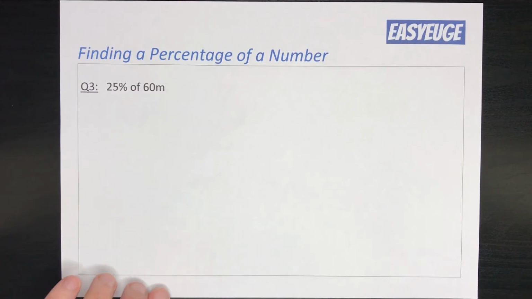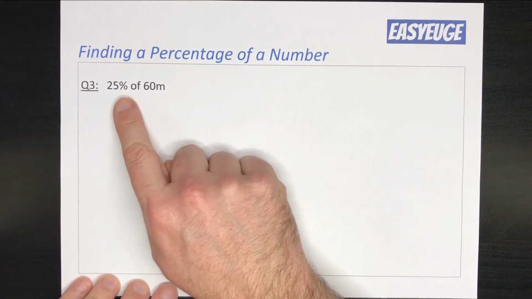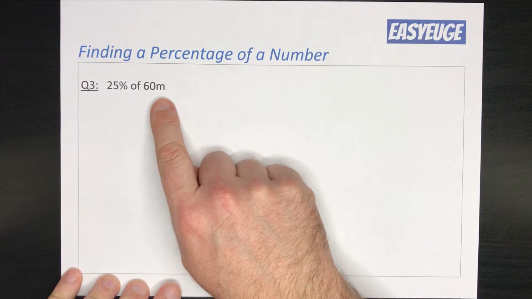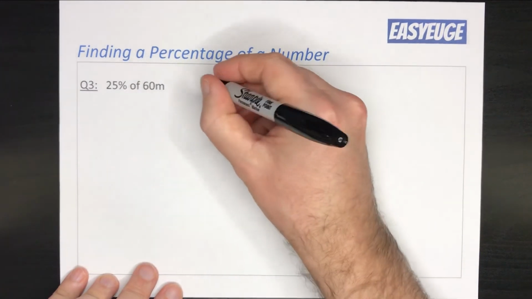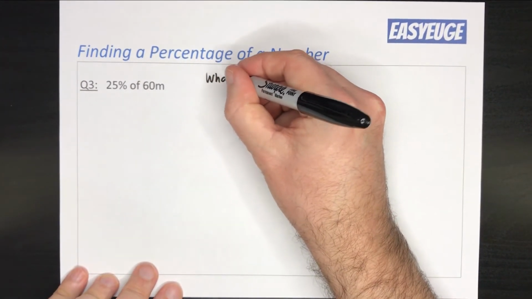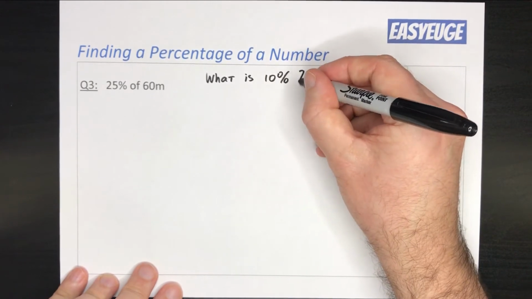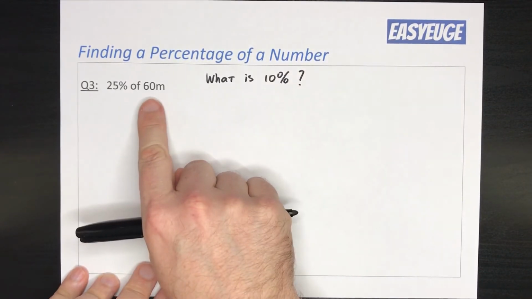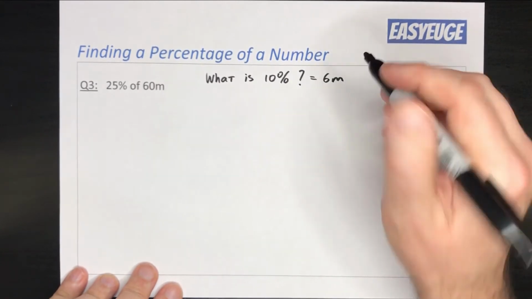The next example is, what is 25% of 60 meters? So the percentage has changed and the units have changed on this one. Remember we spoke about what is 10%. Let's try that again. So what is 10% of that 60? So it's 60 divided by 10. So the answer is 6 meters.